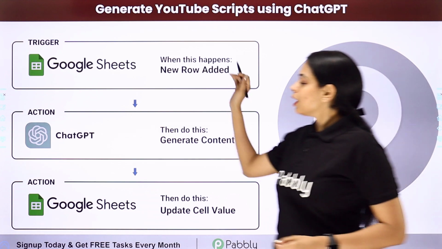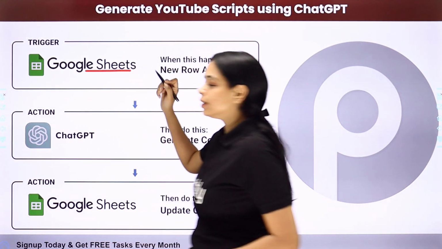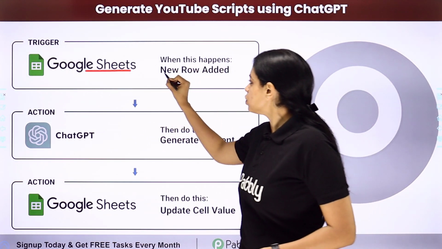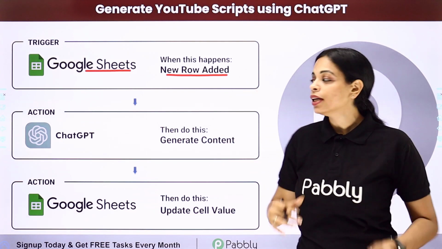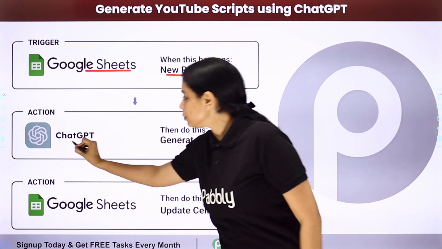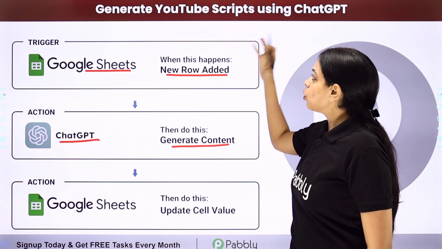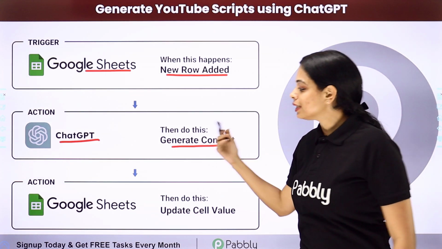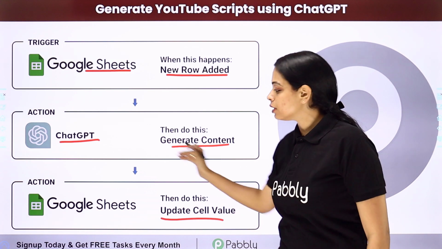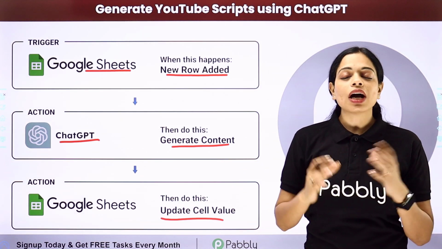So let's say that you have any spreadsheet. Here we have taken the example of a Google Sheet and you have got all the video titles here. Now with the help of ChatGPT, you want to generate content. Basically, the script would be generated and then you are going to update the same cell value in your Google Sheet. Now, how can that be done?